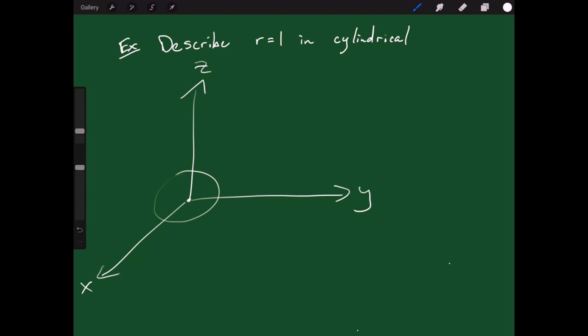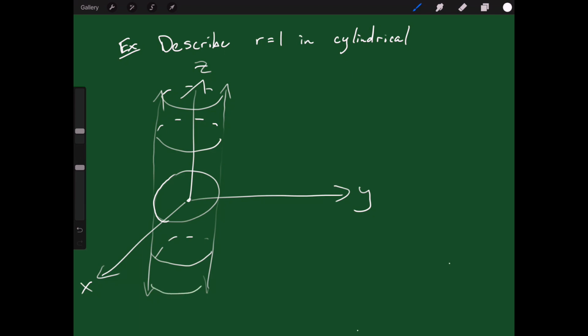And z can be whatever it wants to, and theta can be whatever it wants to. So if z can be whatever it wants to, I just continue this up, and I continue this down, and I get this cylinder. So r equals 1 is just an infinite cylinder, a right circular cylinder in 3 dimensions. Okay, so we're starting to get a feel for what curves can look like in cylindrical coordinates.